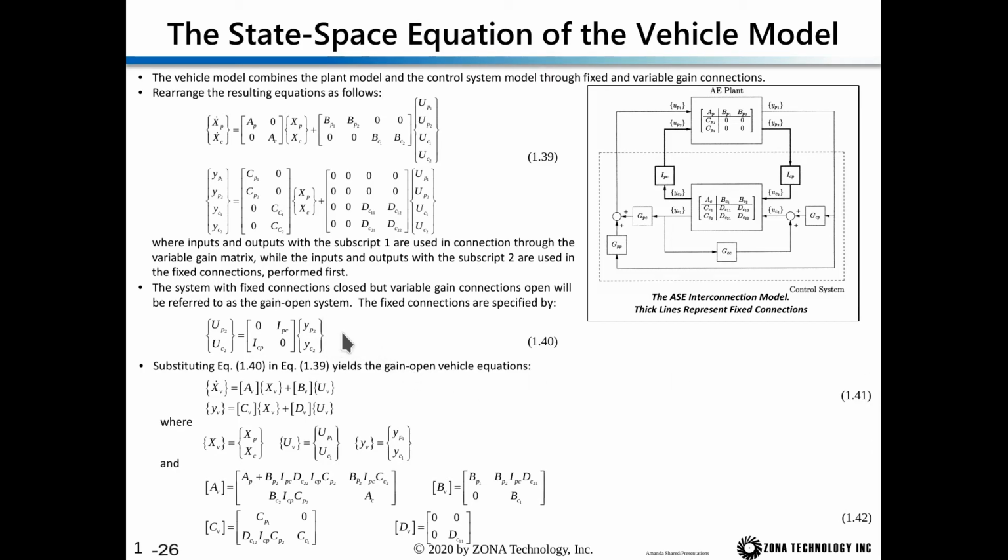And now we can substitute equation 1.40 into equation 1.39, where we've partitioned out everything as shown to make it easy to apply this feedback here. So this yields the gain open vehicle equations in 1.41. And then our AV, BV, CV, and DV are given here in equations 1.42. And then the figure on the right here shows the interconnection of the models.